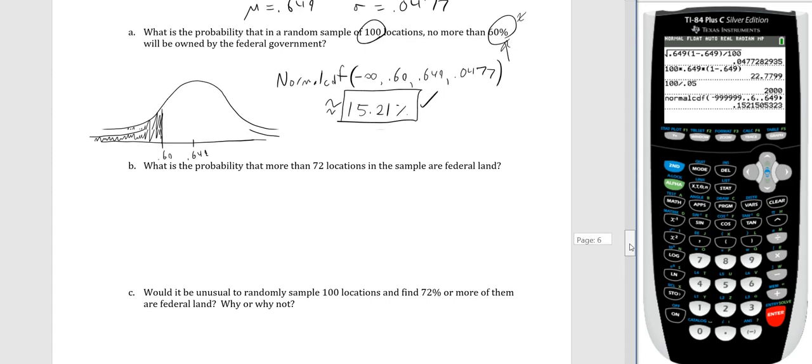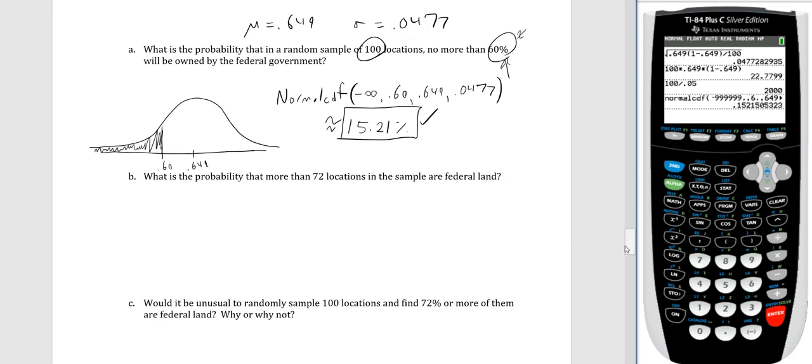All right. Now the second one is very, very similar. However, they just structure it a little bit differently. What is the probability that more than 72 locations in the sample are federal land? So we're still working with the sample, and it says 72. Unfortunately, we have to be careful that we don't just use 72 directly. That 72 is really 72 out of the 100 locations, or as a proportion, 0.72 of those locations. That's what we're going to graph and analyze.